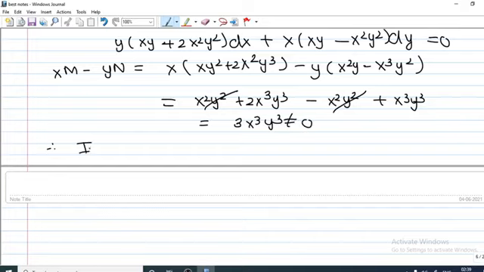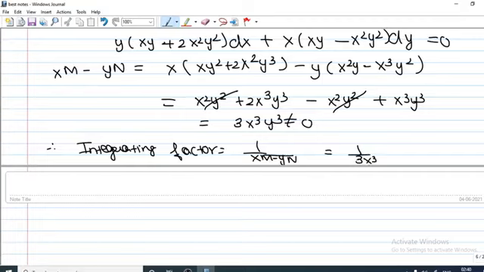Therefore, the integrating factor is equal to 1 upon xM minus yN, which is 1 upon 3x cube y cube.